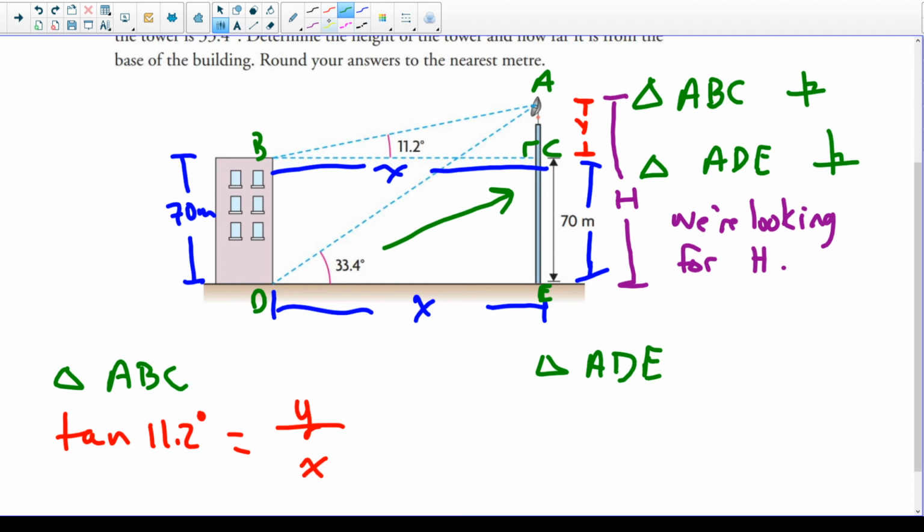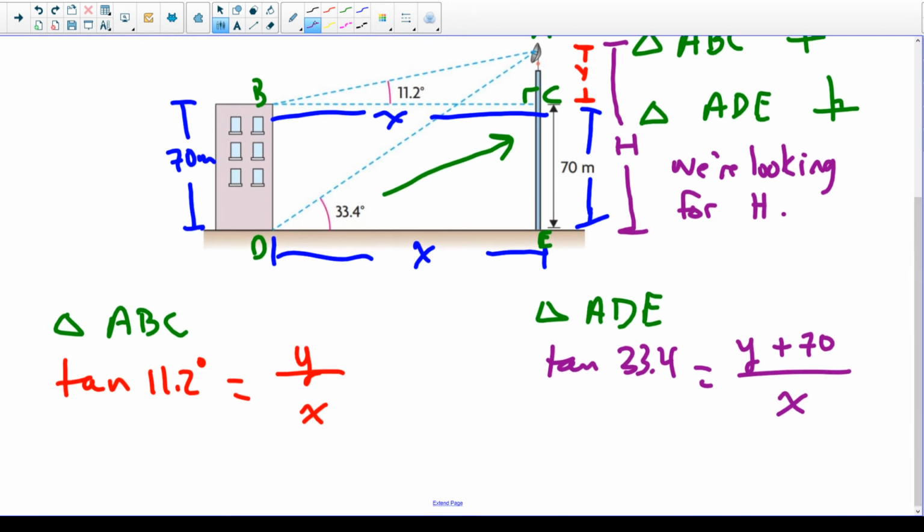So I'm going to use purple for that. So we've got tan 33.4, oops, sorry about that, is equal to y plus 70 all divided by x. And this is why this question is so complicated, because you cannot solve it using just one trigonometric equation of SOHCAHTOA. You actually have to use two separate equations.